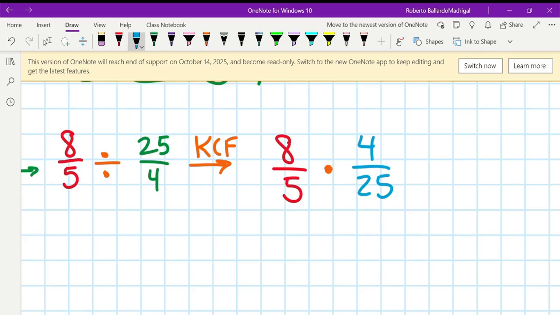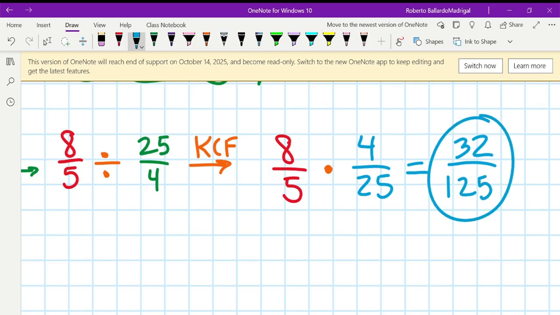What about a common factor between 4 and 5? No. Okay, so then we're just going to multiply across. 8 times 4 is 32, and 5 and 25 makes 125, and this is our final solution. Yep. 32 over 125.